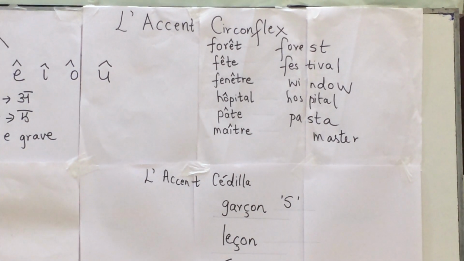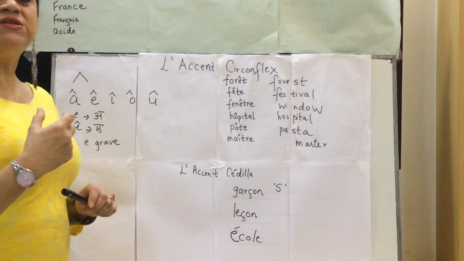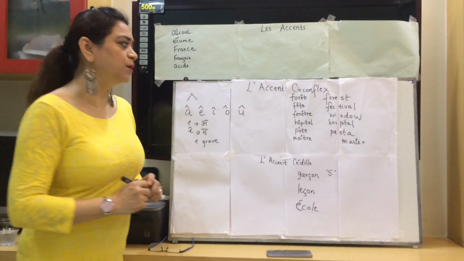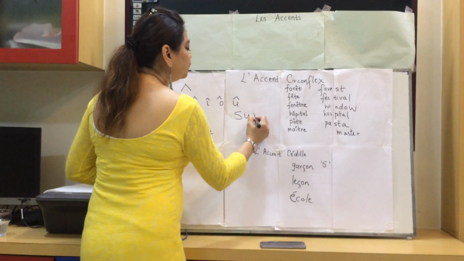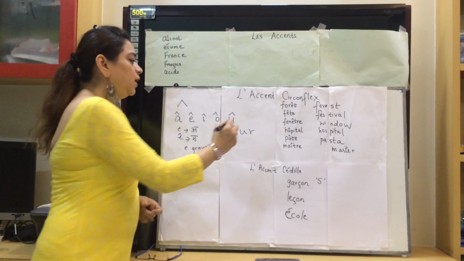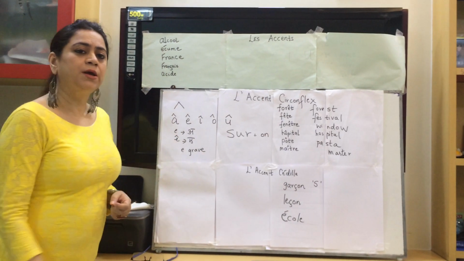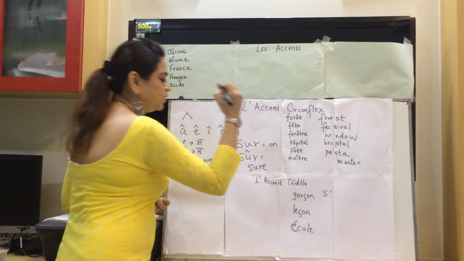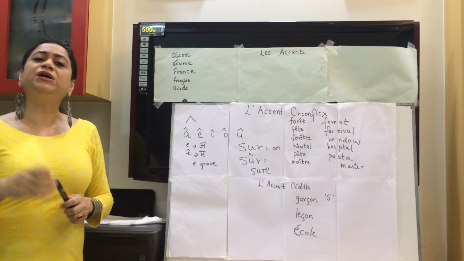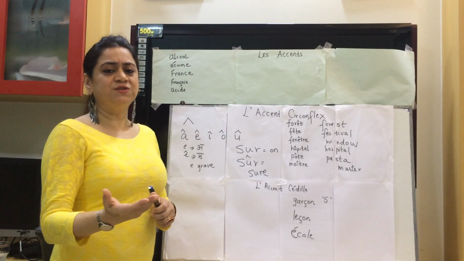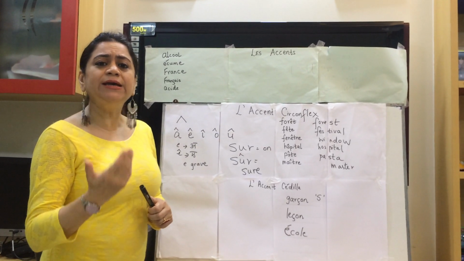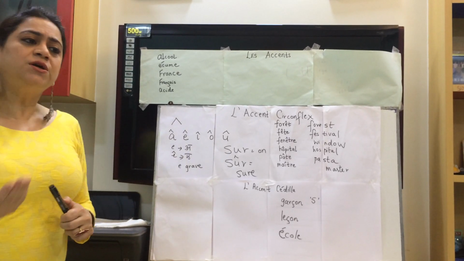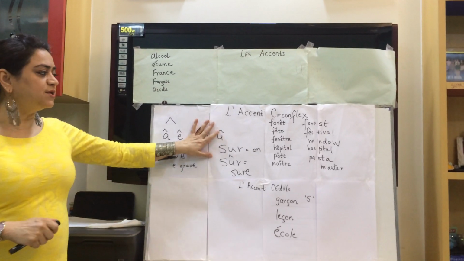Then apart from changing the sound of the vowel E, even circumflex is used to distinguish between words with similar meanings, which we have seen earlier with the grave as well. Suppose if I take sur, S-U-R, sur, in French it means as on. If I add the circumflex on the U, the meaning changes to sure. So it is distinguishing between the words, a circumflex is put. To change the sound of the vowel E to E, circumflex is used. So it's part of the spelling, you cannot omit it. That is the third accent for you, that is the circumflex.